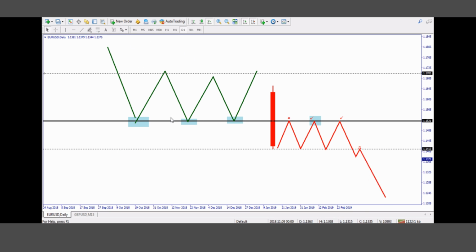So it's the same concept I was using here: a support being broken is a very good sell place. This is one thing you need to take care of. If you sell here successfully, wait for price to go down, then come back, and wait for it to sell at that point.